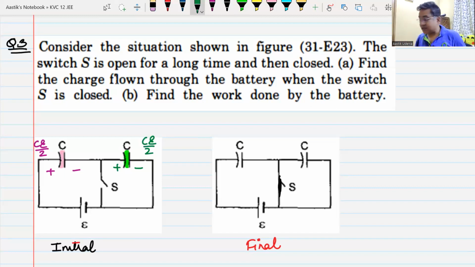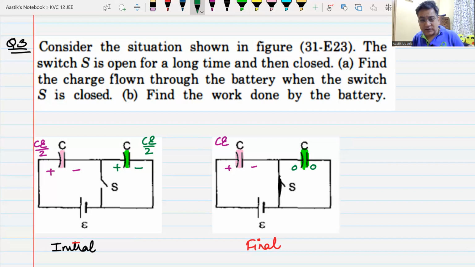Now I look at the final stage. In the final stage, the blue capacitor is the only capacitor which is connected across the battery. The entire battery is there. So this is plus minus how much? CE. And this green capacitor has been shorted because both the plates are now connected. Because both the plates are shorted, it becomes 0, 0. Yes or no? Yes, sir. It is very easy to see how much charge would have flown.